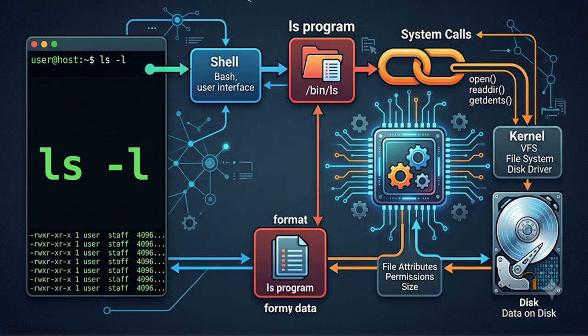Let's quickly connect this with something you might have seen in Linux labs, the shell. When you type a command like ls -l in the terminal, the shell, like bash, reads your command. It figures out which program to run. That program uses system calls like open, read, or write to ask the kernel for directory contents. The kernel reads the data from disk and sends it back. Finally, the program prints the result in your terminal.